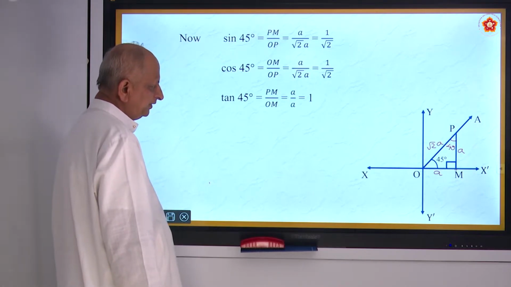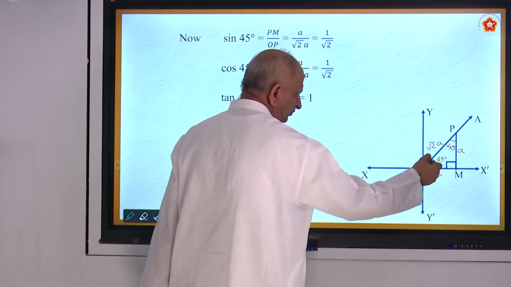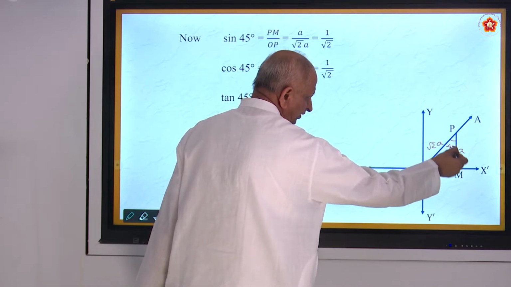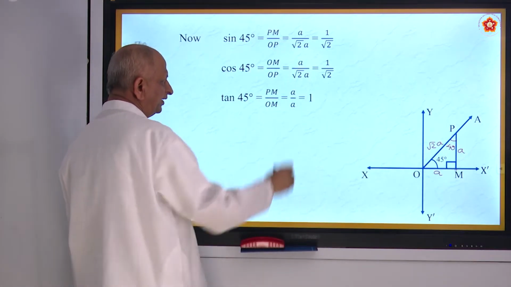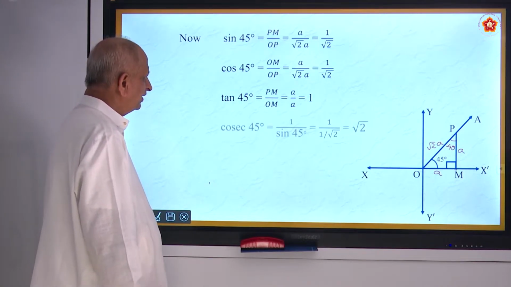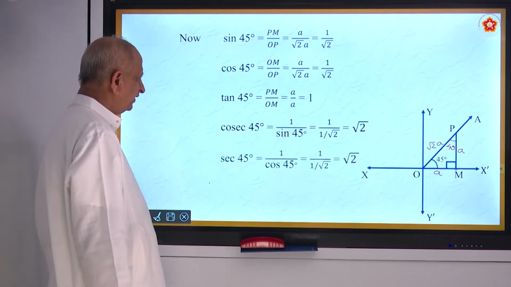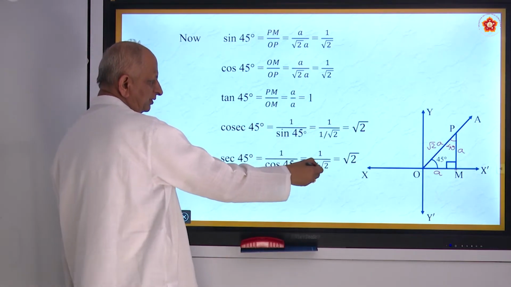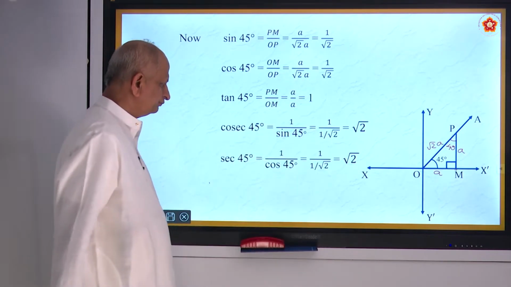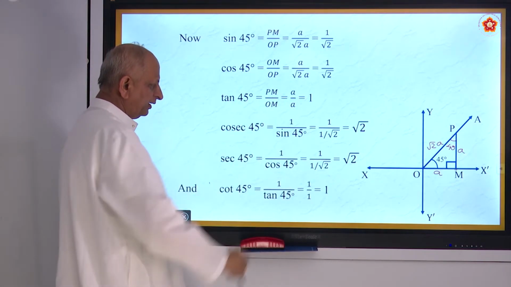So tan of 45 is opposite side by adjacent side. So A by A. Then A cancels, 1. Similarly, all other ratios. Cosec will be the reciprocal of this. It is root 2. Secant will be the reciprocal of this, that is reciprocal of cos, root 2. And lastly, cotangent is reciprocal of tan 45, that is 1.